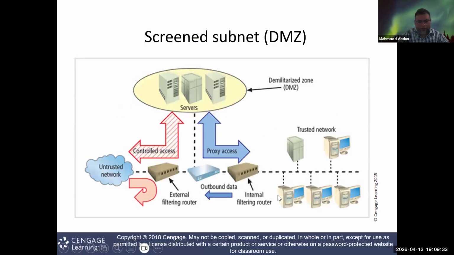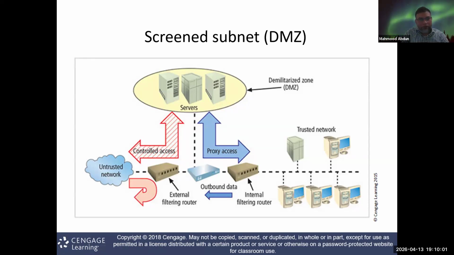So the DMZ is also known as a screened subnet. The subnet is basically here. A subnet is a sub network. So you have the trusted network, and there is a sub network. You can see the DMZ. This is a sub network. And then you have the external untrusted network, the internet, right? So how does it work?